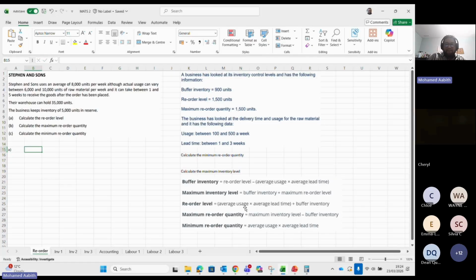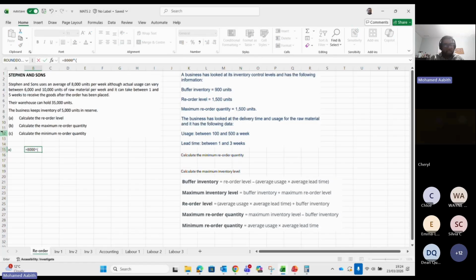Reorder level is average usage times the average lead time plus the buffer inventory. So for me, the reorder level will be that amount. What we know is my average usage. Average usage is 10,000 plus 6,000 divided by 2, but they've already given you 8,000, so that is fine. So we're going to say 8,000 times, what is the average lead time?